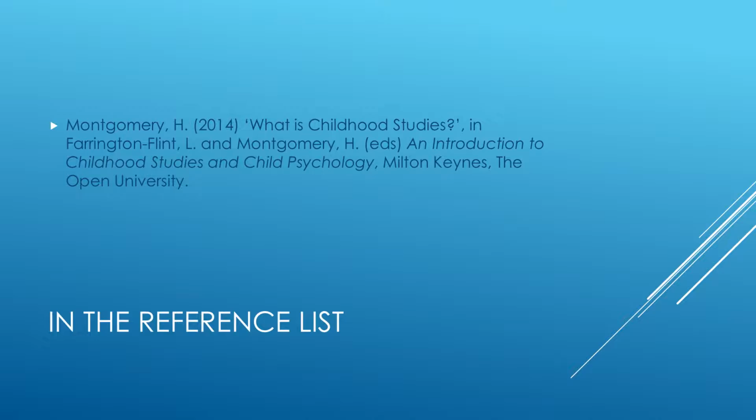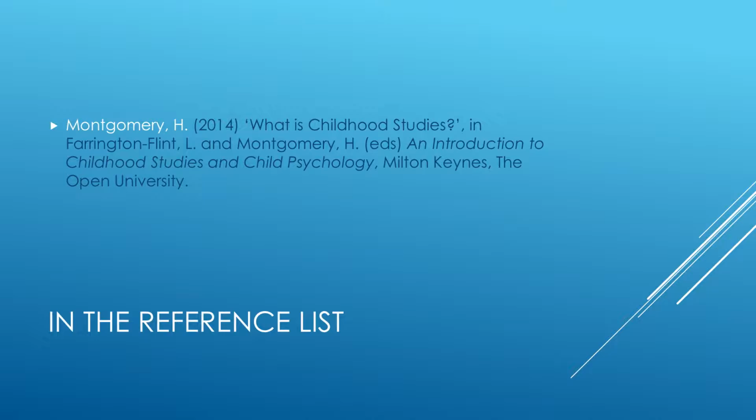Now, in that reference list, here is the format for the reference for Montgomery's chapter. And let me just take you through that. So you'll see the first thing we have is Montgomery's name. So this is the chapter author's name. And first of all, we get her surname, and then we get a comma, her initial, and a full stop. And that's the same throughout your reference list. Surname first, comma, initial, full stop.